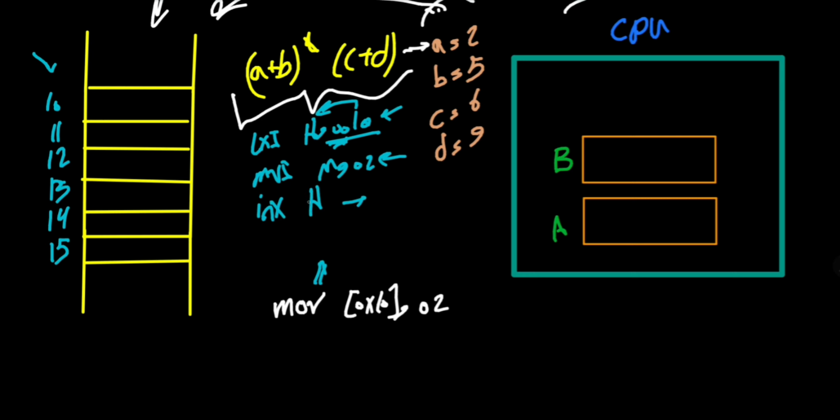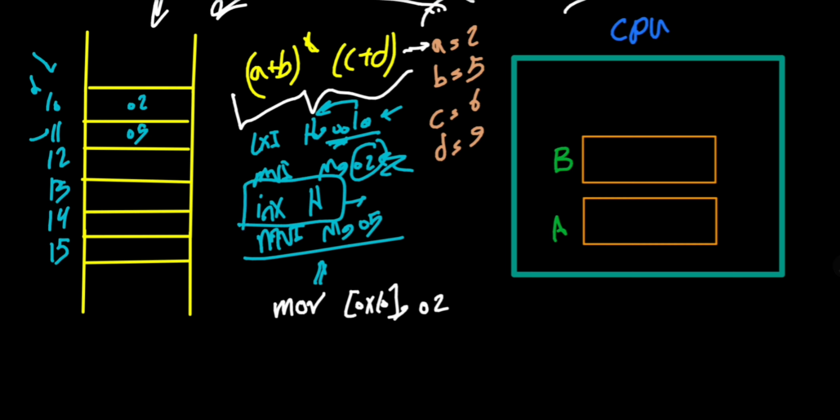This would cause the HL register pair to be incremented by 1. If you wanted to increment just one register, you'd use INR, I think, but here you say INX H, which increases the value of the HL register pair. And then after that you say MVI M, and this time 05. So this would cause the moving of 02 inside memory location 10, and this would cause 05 to go inside memory location 11, because we incremented the HL register pair.